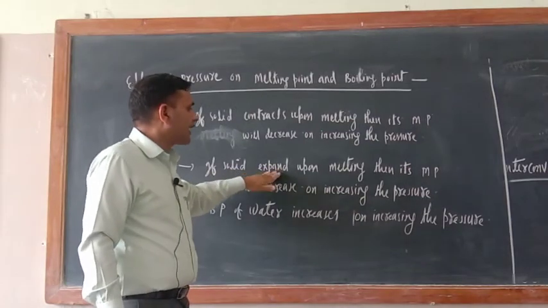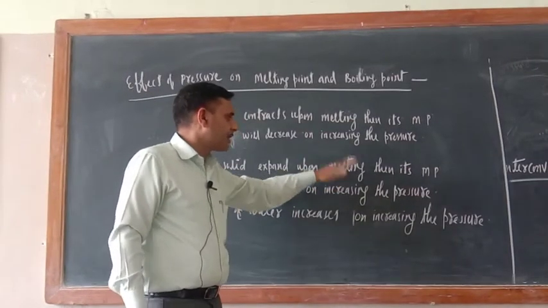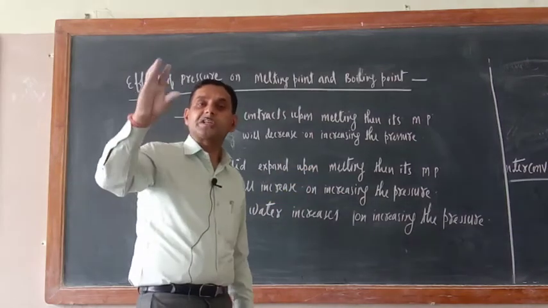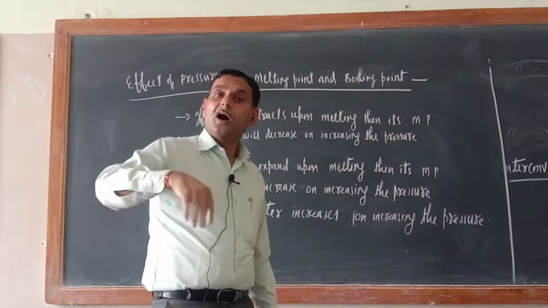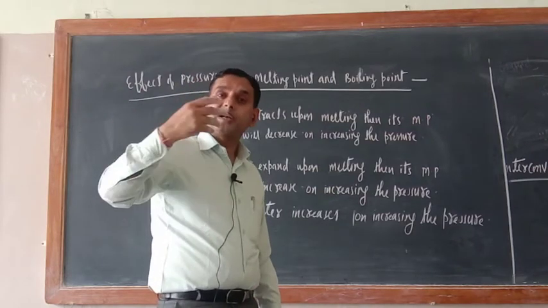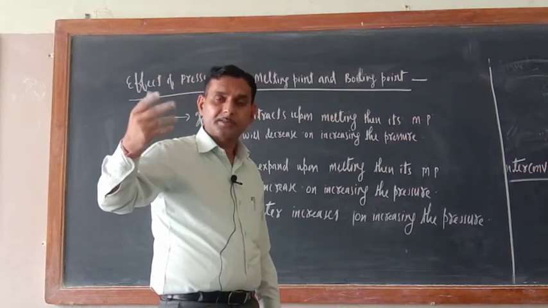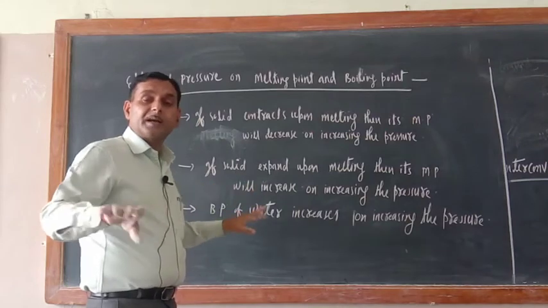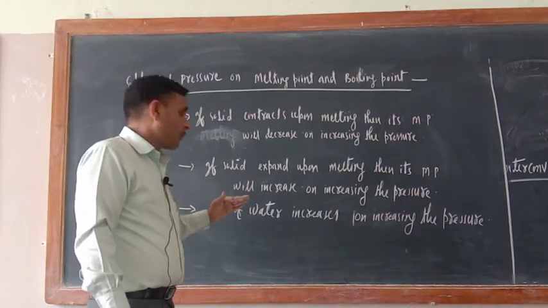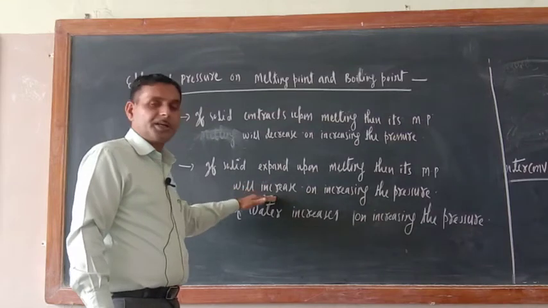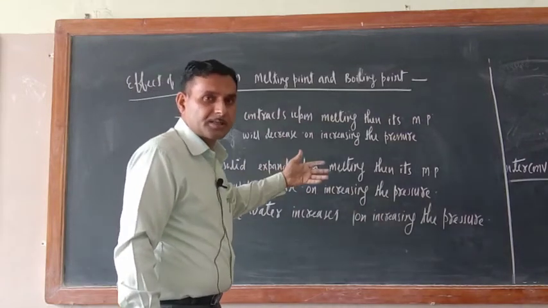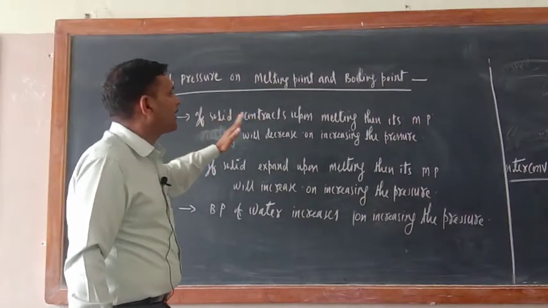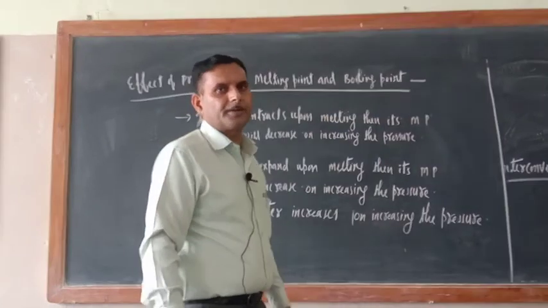Similarly, if a solid expands upon melting, then its melting point will increase on increasing the pressure. But if a solid gets expanded on melting, its melting point will increase on increasing the pressure. So this is the effect of pressure on melting point and boiling point.